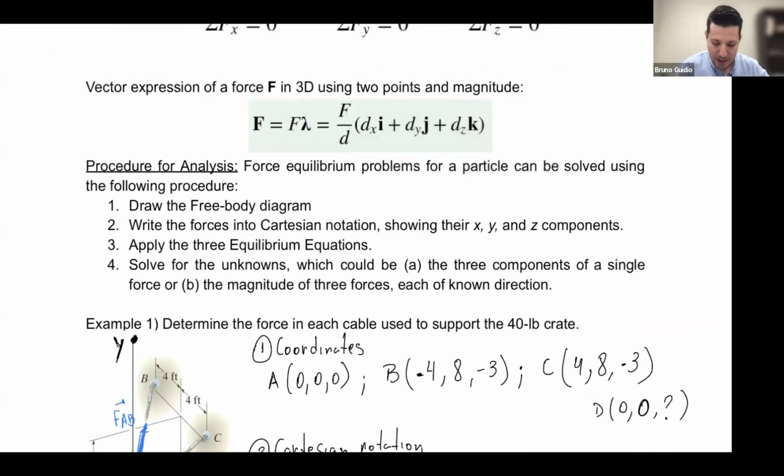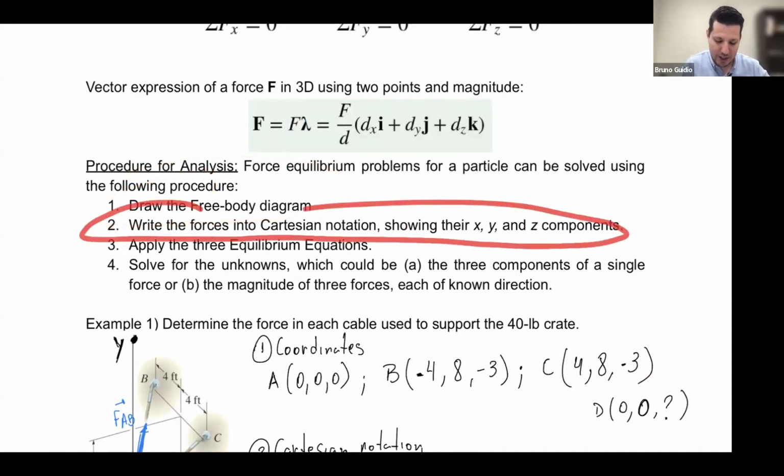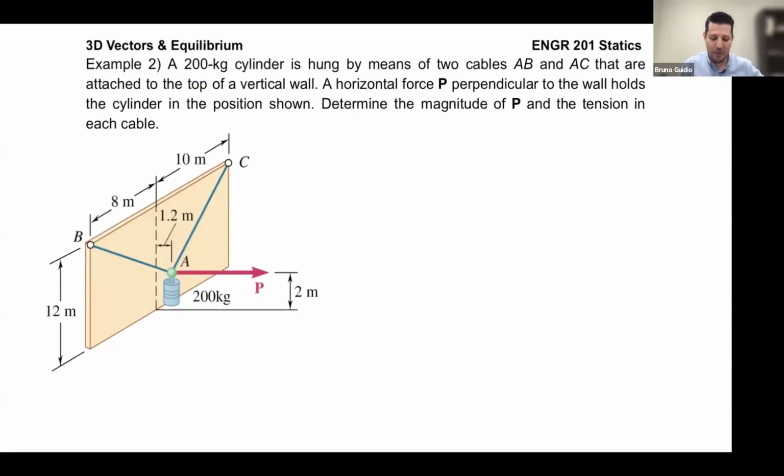First, let's draw the free body diagram. Later on, write the forces in Cartesian notation. Free body diagram, what do we need in the free body diagram? We need the forces. Right here, let's call this force AC, right here, force AB. P is over there. Well, I'm missing my coordinates. I need to find the coordinates.